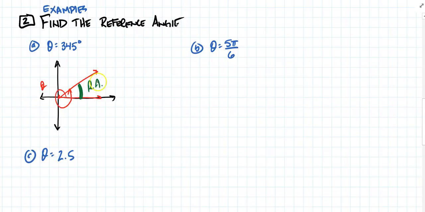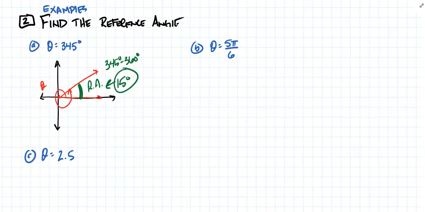So how do we get it? Well, it is the leftover part when I go all the way around, 360. So if I took 360 and subtracted off 345, I'd have a 15-degree angle left over. So the reference angle would be 15 degrees. Okay, part B is 5 pi over 6.